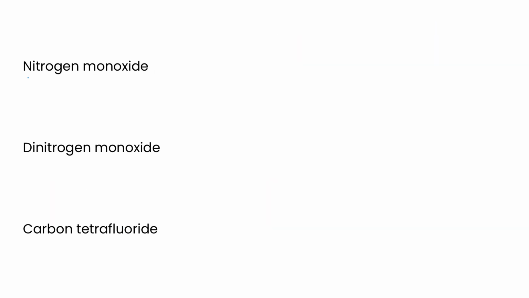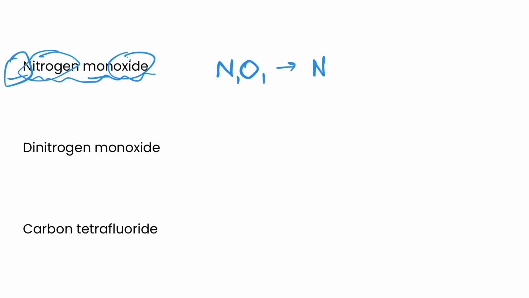The first one we've got is nitrogen monoxide. Now, if there's no Greek prefix in front of the first element, it means that there is one of them. So we're going to write the symbol for our first nonmetal, nitrogen, and then our second nonmetal is oxygen. Looking at the Greek prefixes, both of those are 1, but we don't put the numbers in our final chemical formula, so the chemical formula for nitrogen monoxide is just NO.